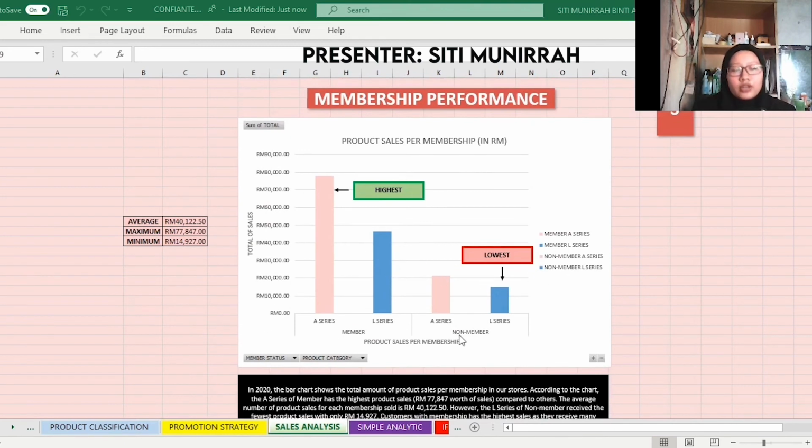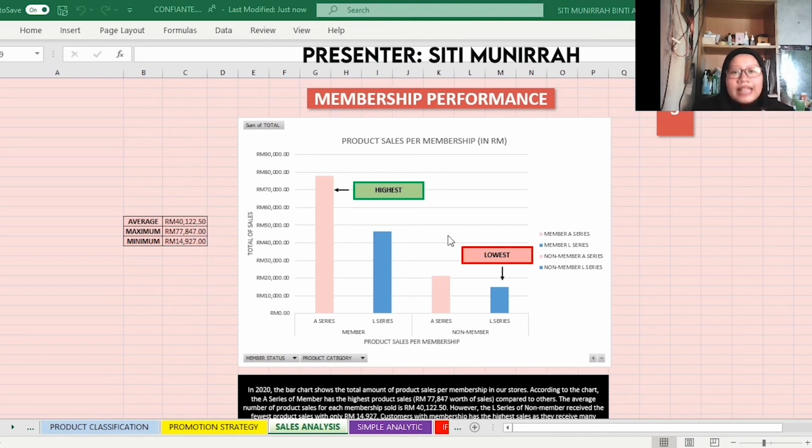We have member and non-member. According to this chart, we can see that the A series in the member section achieved the highest sales, with 77,8000 ringgit here. You can see it here, compared to the others. But then the overall average number of the products is around 40,122 and 50 cents.